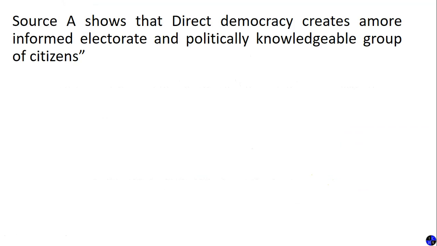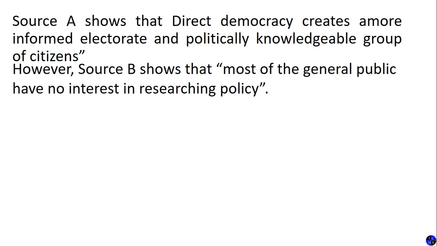from the sources. Our next one, if we take that paragraph we highlighted a different colour, source A shows that direct democracy creates a more informed electorate and a politically knowledgeable group of citizens. I'm sure you can pull out the next bit from source B that we can lift to compare that to. We'd go, however, source B shows that most of the general public have no interest in research and policy. So these 2 things definitely match up together. They've showed the marker that we've engaged in both sources, and we've got a different word this time pointing out that there's a contrast.